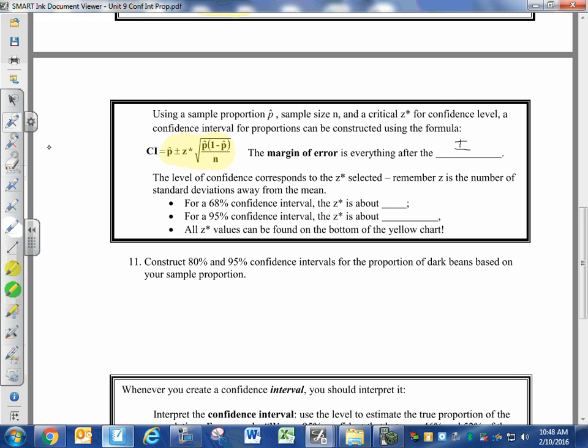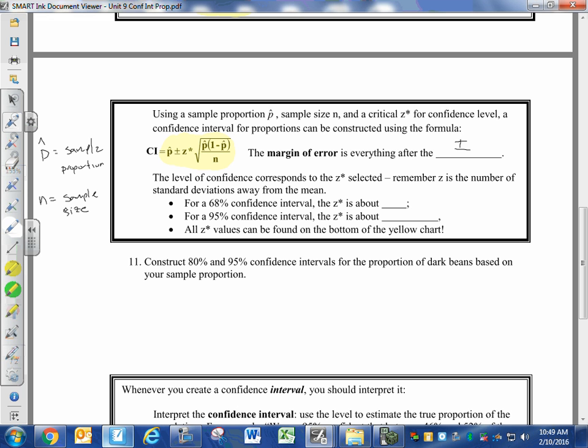Remember what the p-hat was. The p-hat was our sample proportion. That's what Miss German found, this many dark beans out of this many total. Remember the n. The n is our sample size. It's not the amount of successes, it's just our sample size. The last thing that is important is this z value. They call it z star.